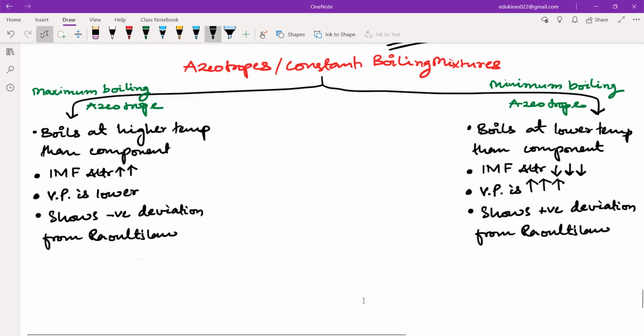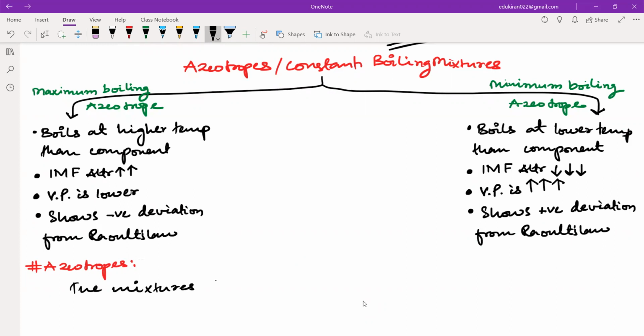Also write one more thing, let's write the definition of azeotrope. What are azeotropes? The mixtures that boil at constant temperature.